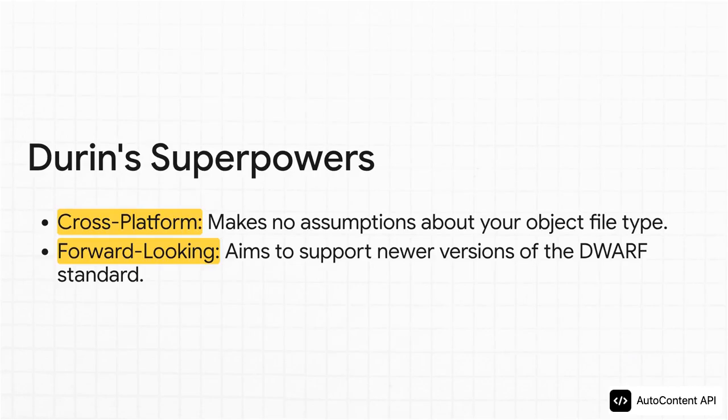And Durin has a couple of other tricks up its sleeve. For one, it's cross-platform. It doesn't care if a program was made for a Mac, a Linux machine, or something else. It can read the blueprint no problem. Plus, it's forward-looking. It's built for the new DWARF 5 standard, but it's designed in a way that it can hopefully support future versions too.